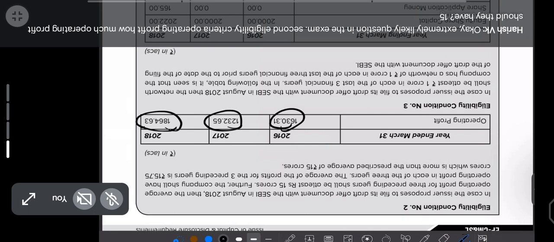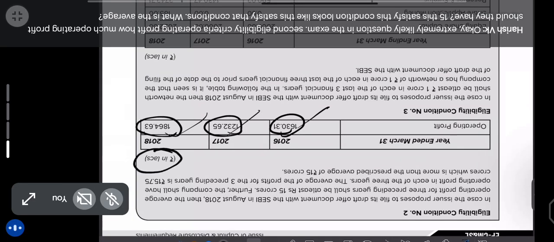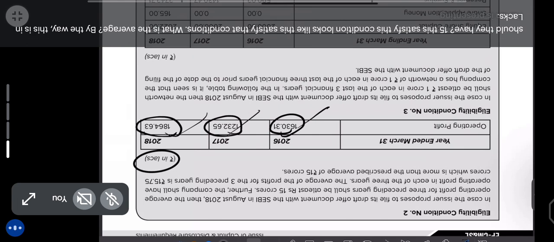15 crores. Do they satisfy this condition? Looks like they satisfy their conditions. What is the average? By the way, this is in lakhs. You guys are thinking this is in crores. This is in lakhs.